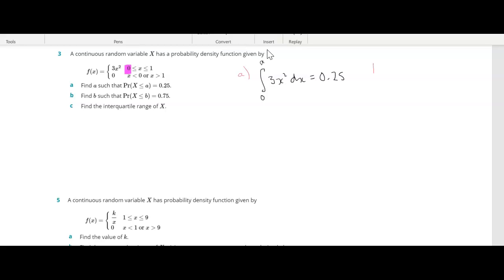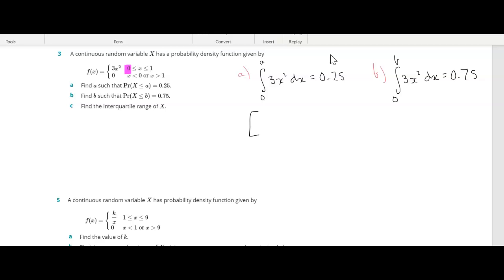For part B, we're going to find the upper quartile. So this time we're going from 0, our lower limit, up to B. So it's exactly the same working. The only difference now is you're letting it equal 0.75. All right, so go ahead and do that.